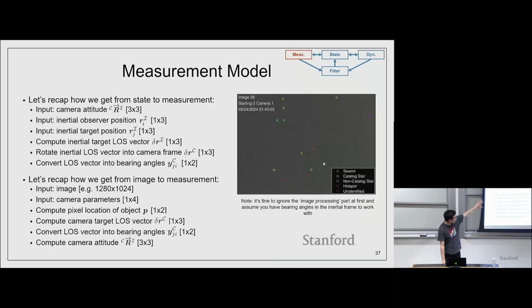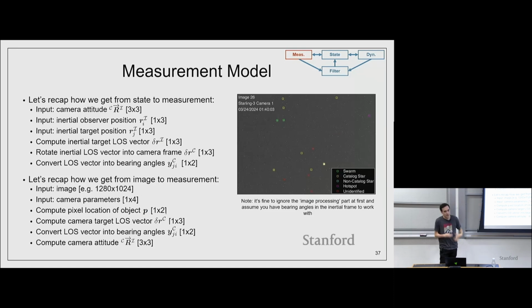Okay, so this is a quick recap of what you would have to do if you wanted to actually implement this. First of all, you need a way to get from your state to your measurements. To do this, you need your camera attitude, or your rotation matrix from your inertial to your camera frame. You need to know your observer's inertial position vector from your simulation, for example, as well as your target's inertial position vector. You can compute the line of sight vector to your target, convert that to bearing angles, and rotate it into the camera frame as you need to.